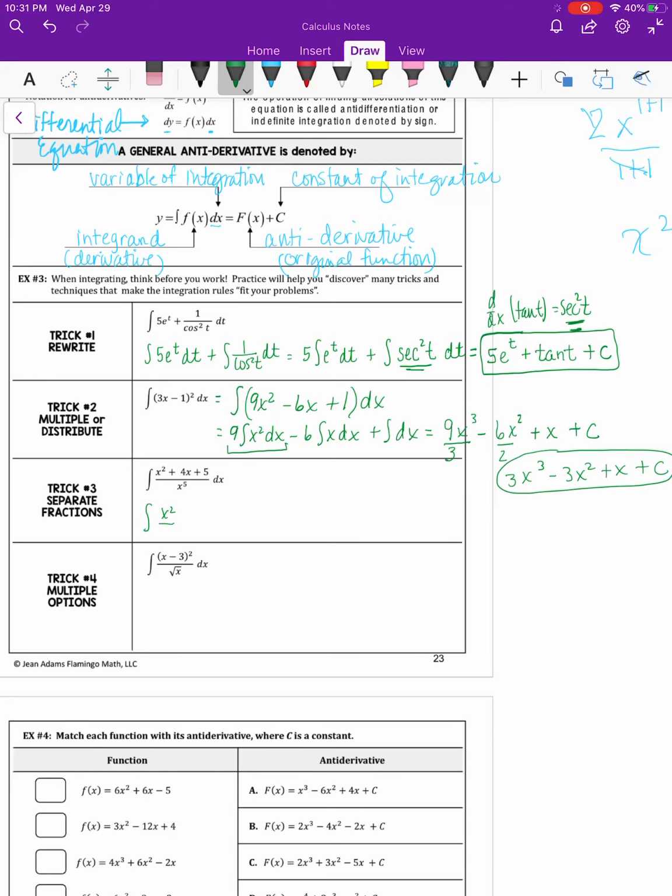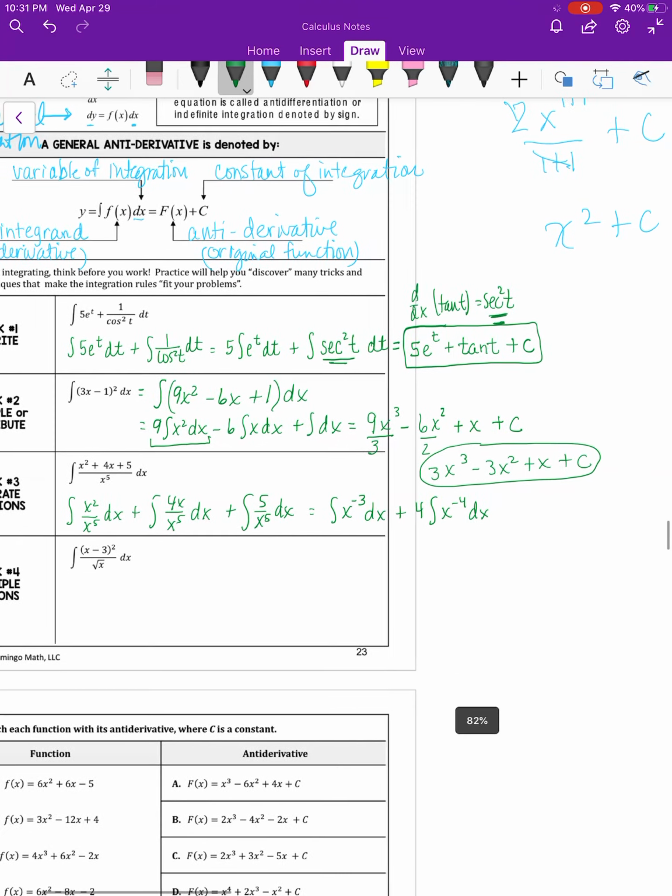Okay, trick number 3, separate fractions. If I have a monomial in the denominator, I can separate everything out, every single one of these divided by my denominator. This simplifies to the integral of 1 over x cubed, but I'm going to have to bring that up as x to the negative 3, so I might as well just do it now.